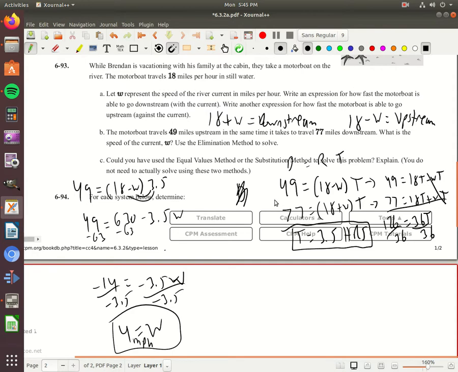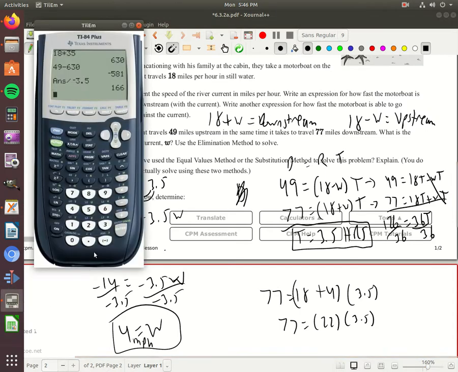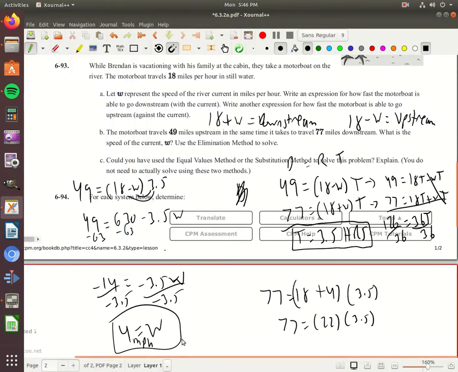And now if I go back over to the other equation, which was the 77, so 77 equals 18 plus 4 times T, which was 3.5, we should get 77. So 77 equals 22 times 3.5, and 22 times 3.5 hopefully equals 77. So there you go. So that worked out fine. So the current's 4 miles per hour, and the time is 3.5 hours.